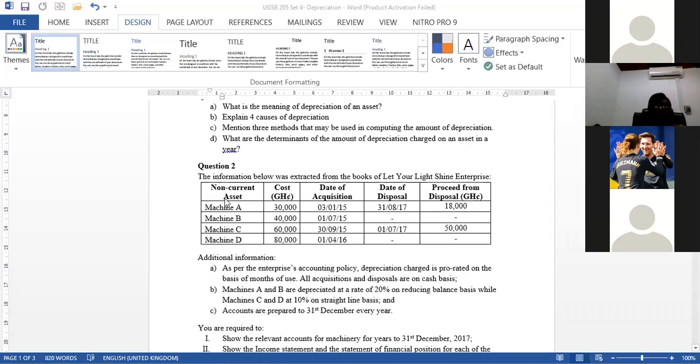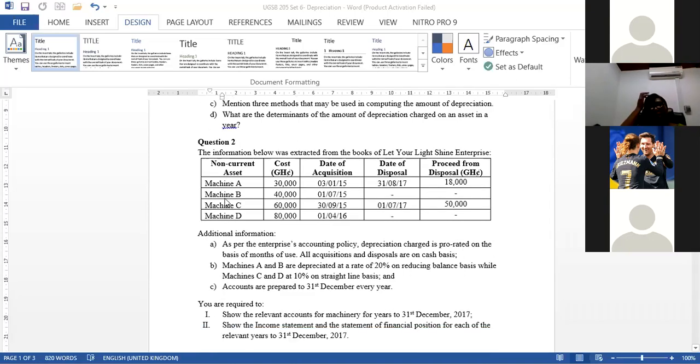Question 2 says the information below was extracted from the books of Let Your Light Shine Enterprise. So the non-current asset is machine A, B, C, D. The cost price of the machine has been captured here. We are assuming that it includes the cost, the purchase price, the carriage and everything. Then look at the dates that they were acquired. Okay, various dates are there. And then you realize that machine A and C were disposed of along the way. Okay, and these are the proceeds, the amount they realized from disposing it off.